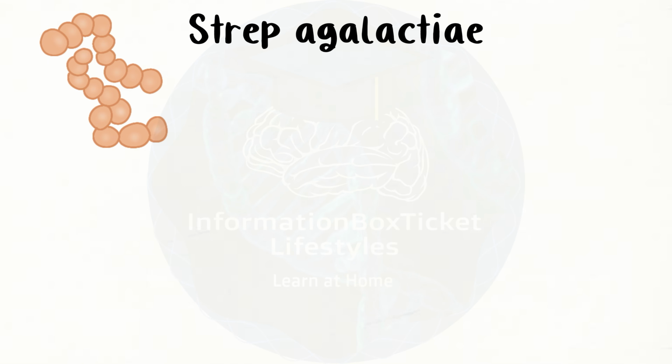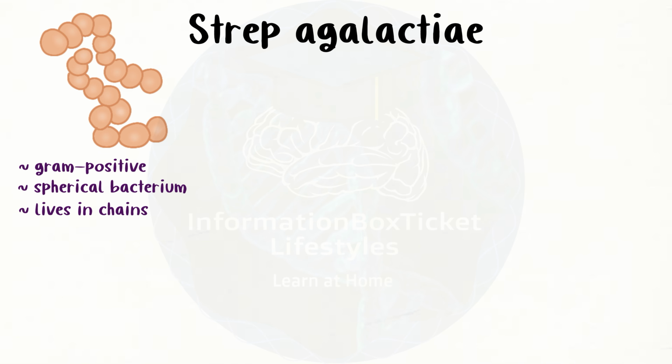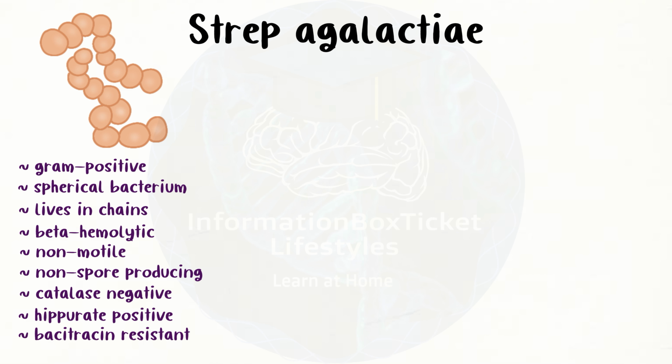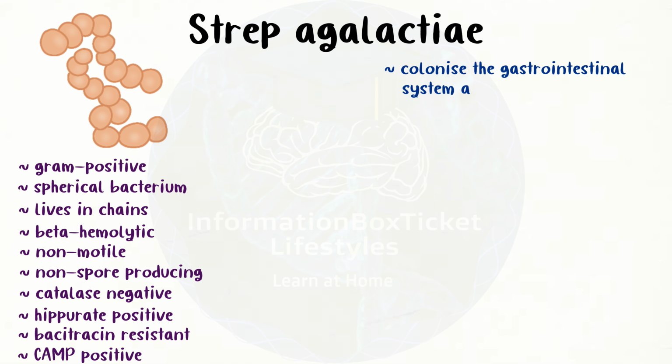To summarize, Strep agalactiae is a gram-positive spherical bacterium that typically lives in chains. It is beta-hemolytic, non-motile, non-spore-producing, catalase-negative, hippurate-positive, bacitracin-resistant, and CAMP-positive. This bacteria has the ability to colonize the gastrointestinal system and vagina without causing symptoms.